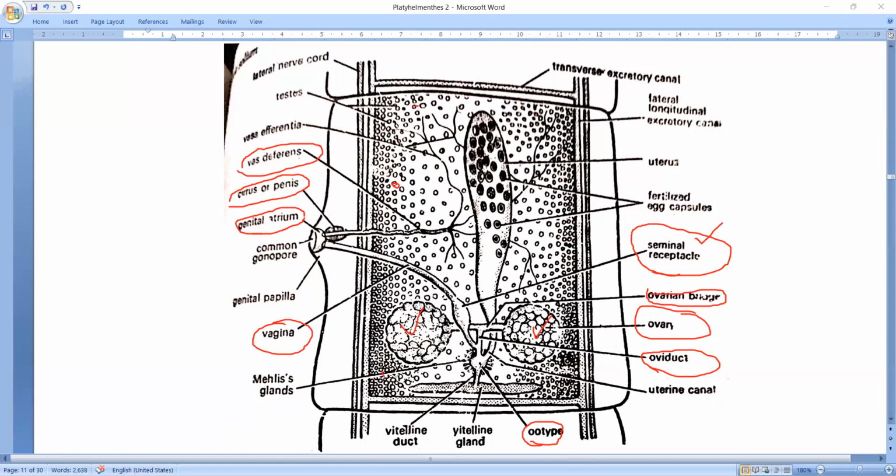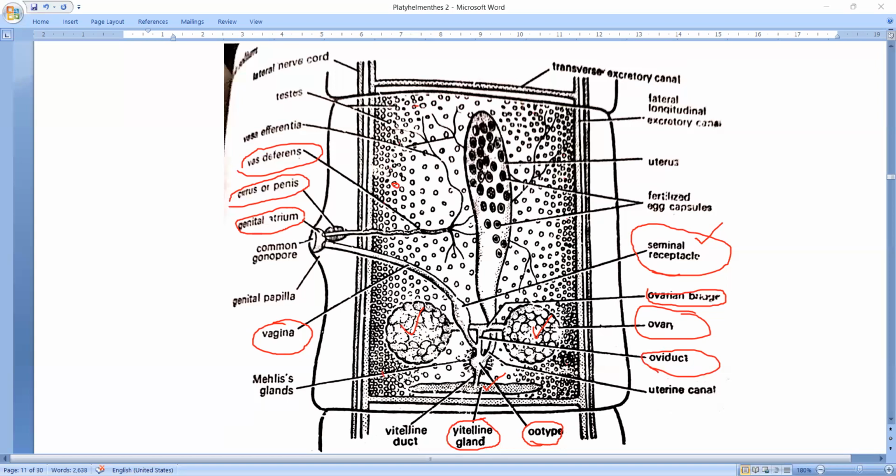And here, from the ootype, a vertical duct is produced downward. That is called vitelline duct. It opens into a vitelline gland. The vitelline duct carries the vitelline cells. These vitelline cells nourish the developing embryo. They also form a thin shell around the zygote.